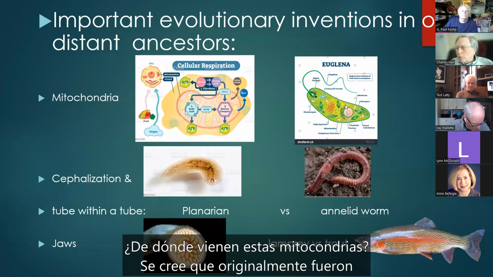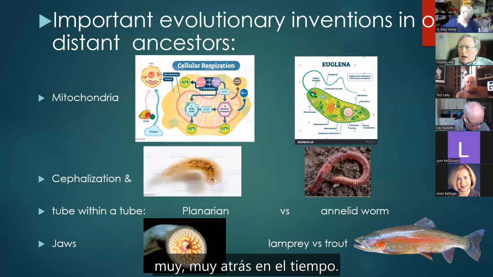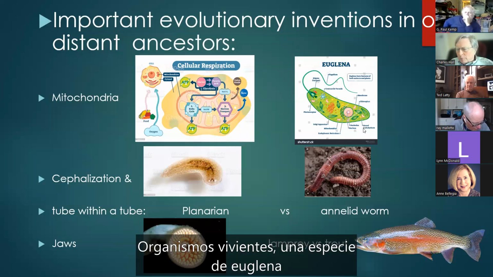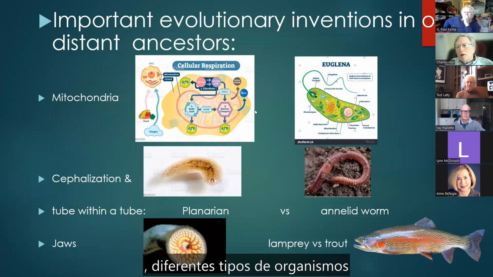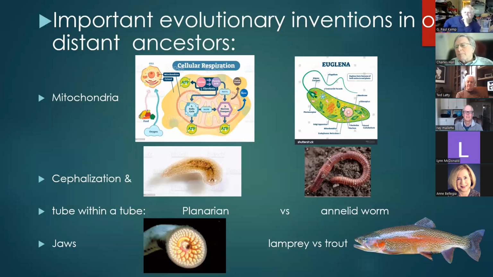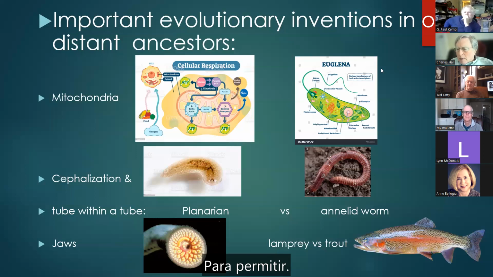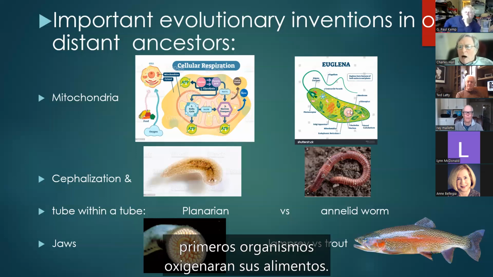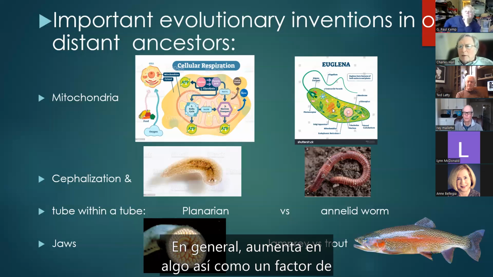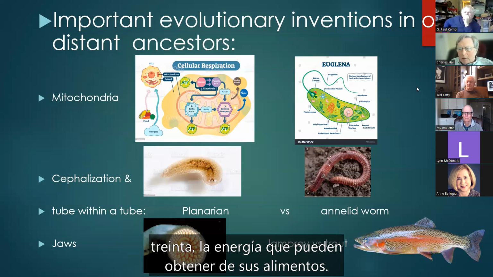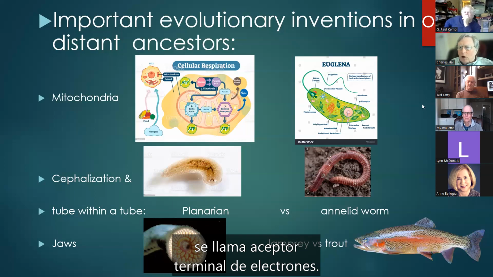Okay, so where do these mitochondria come from? It is thought that they were originally, way back in time, free living organisms, some kind of euglenoid, Euglena-type organisms. Early life was basically anaerobic, and was able to capture these and use them to enable the early organisms to oxygenate their food and increase by something like a factor of 32 the energy they could get from their food, because you could use oxygen as what's called a terminal electron acceptor.